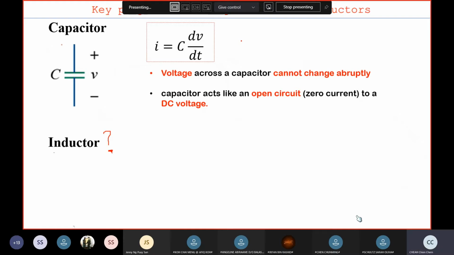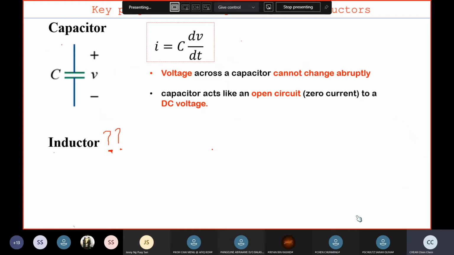Okay, we have seen the key properties of capacitors. Basically, as I say, i equals C dV/dt, right? Based on this important equation, which you should remember like you remember Ohm's law, you can easily write down two key properties. Voltage cannot change suddenly, and the capacitor behaves like an open circuit under DC conditions. Now, what about inductors, right?